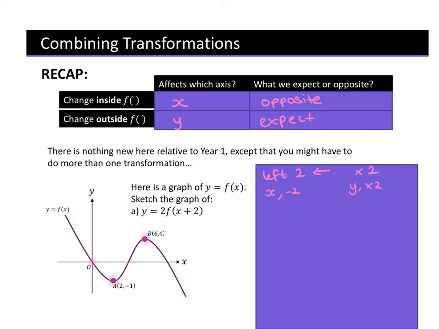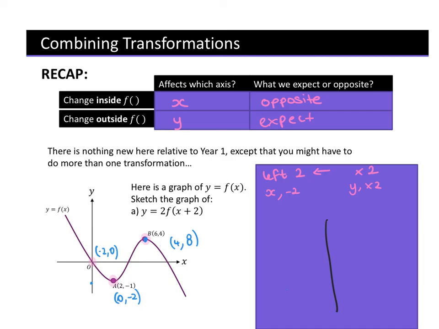Now, I know that I need to take away 2 from x, so this is 0, 0. If I take away 2, I'm going to get minus 2. My y is multiplied by 2, so that's 0. For A, I'm going to get 0, so I know this is now going to be here. And minus 1 times 2 is minus 2. And then for my B, I take away 2 from my x, 6 take away 2 is 4, and then I multiply my y value by 2, I get 8. So I have a bit of an idea what's happening. We know it's a bit of a stretch.